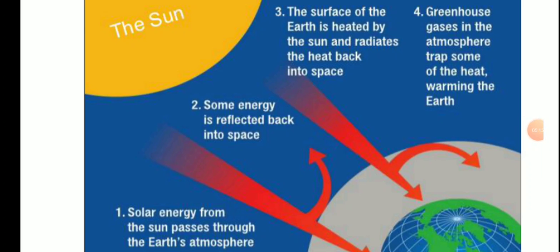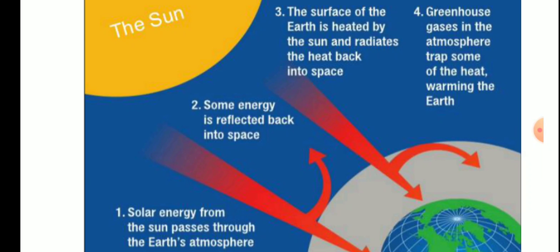This diagram explains the phenomenon that is taking place on the Earth's surface. First, the solar energy from the sun passes through the Earth's atmosphere. Some of the energy is reflected back into the space, meaning some amount of energy is reflected back into the space.